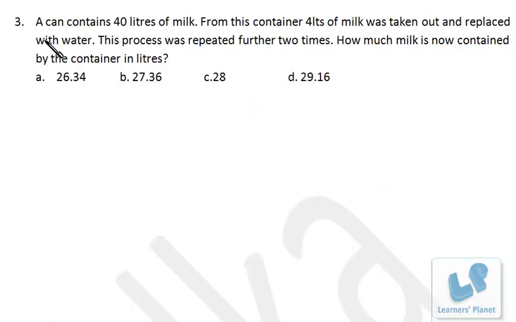This problem: a can contains 40 liters of milk. From this container, 4 liters of milk was taken out and replaced with water. The process was repeated a further 2 times. How much milk is now contained by the container, in liters? See friends, in various quantitative aptitude books, the formula for this particular type of problem, that is continuous replacement, is given. So very well a formula can be used, but as far as my case is concerned, I generally do not prefer to use a formula.